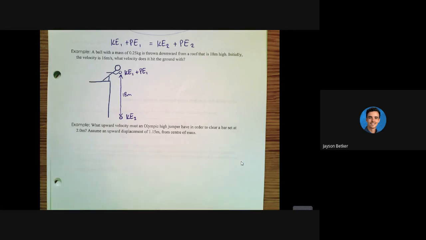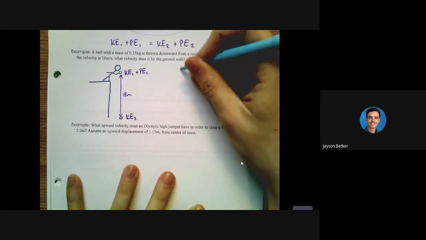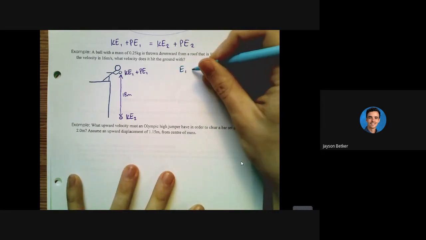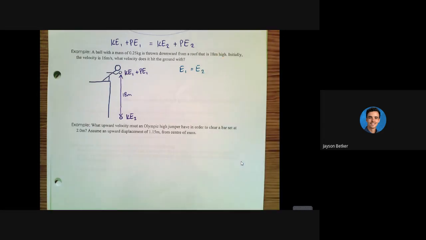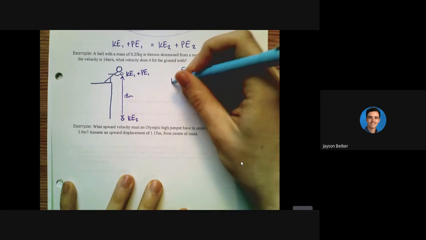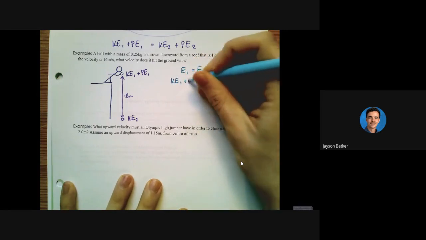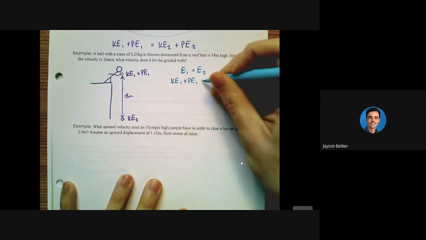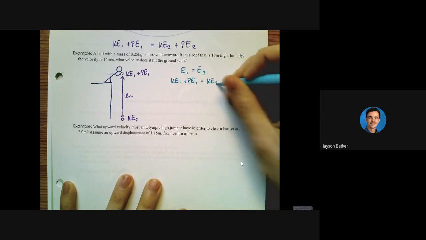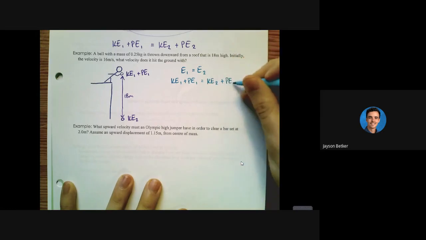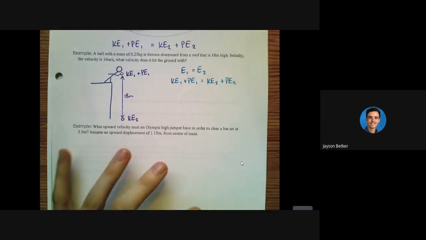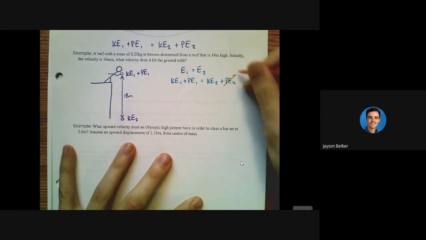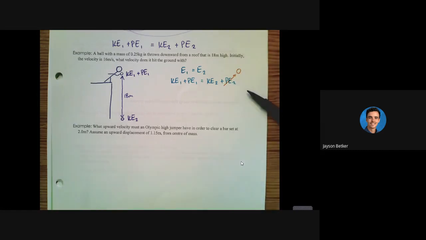So let's write out our conservation of energy formula. The total energy before is equal to the total energy after. Let's break it down into its two parts. KE1 plus PE1 equals KE2 plus PE2. We just said that there's no PE2, there's no final potential energy because it's at 0 when it hits the ground.